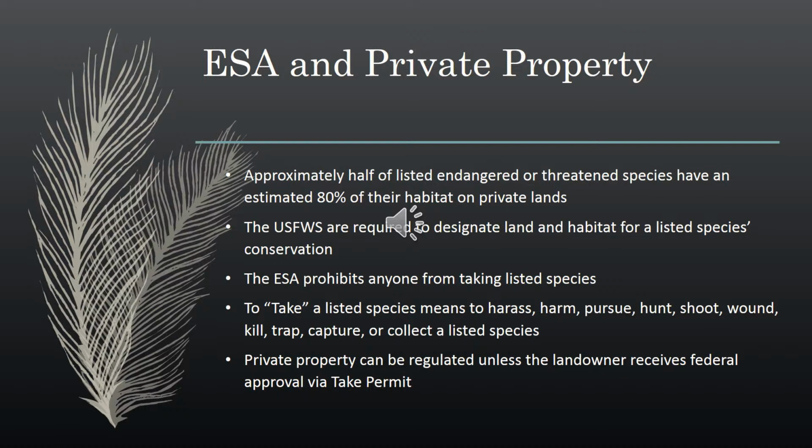Endangered Species Act and private property. Approximately half of all listed endangered or threatened species have an estimated 80% of their habitat on private lands. The U.S. Fish and Wildlife Service is required to designate land and habitat for a listed species and its conservation. The ESA prohibits anyone from taking listed species. To take a listed species means to harass, harm, pursue, hunt, shoot, wound, kill, trap, capture, or collect listed species. Private property can be regulated unless the landowner receives federal approval through a take permit.